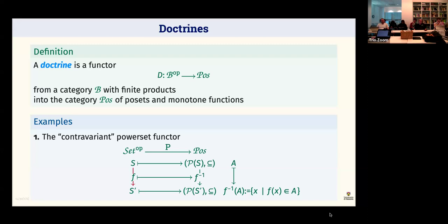So a doctrine, and this is, well, let's see. A doctrine is a functor D from, well, the opposite of a category. It is a category.